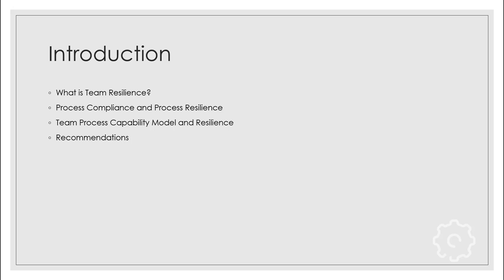I will provide a definition while discussing two elements of team resilience: process compliance, which generally is how well teams follow existing processes and procedures, and process resilience, which represents a team's ability to adapt existing processes and procedures to changing environmental conditions. I will then briefly provide a discussion on the team process capability model, and then I will apply the resilience factors to this model to provide a better understanding of how team resilience affects team performance.